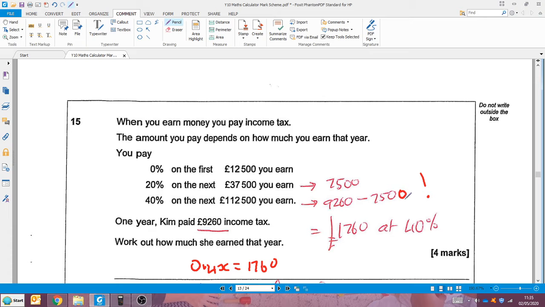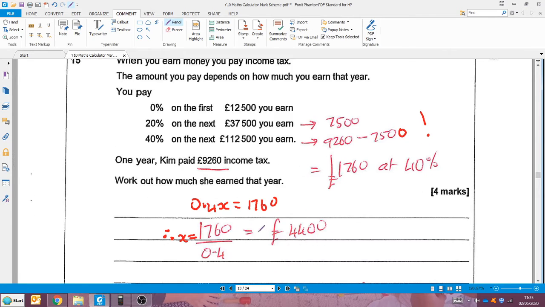£1,760. As you can see, I forgot to put the 0 there, so apologies to Mr. Botha and everyone else in the other class. There should be a 0 there. So taking away these two numbers, she'll be charged £1,760. So she'll be charged 40% on her extra £1,760.